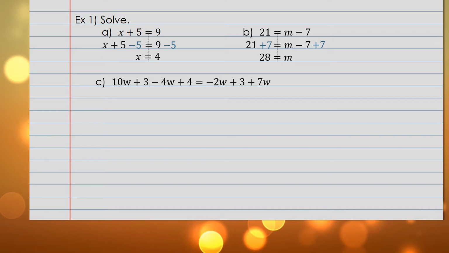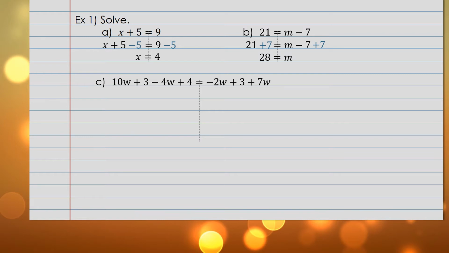Now we've looked at some introductory problems. Here's a bigger problem. For C, we have the problem 10w plus 3 minus 4w plus 4 equals negative 2w plus 3 plus 7w. Now notice, this is an equation, so we draw our line at the equal sign. Now I'm sure you agree, this equation has a lot more going on than the two previous examples.